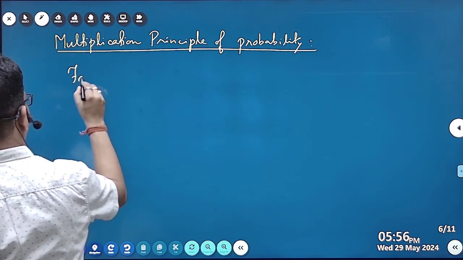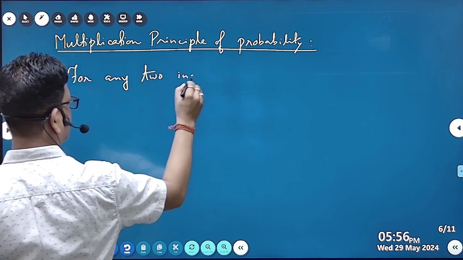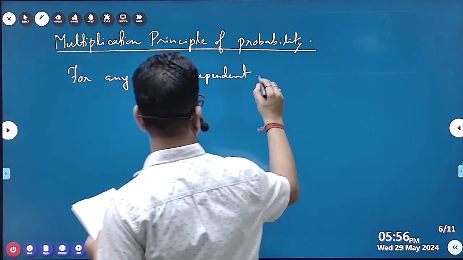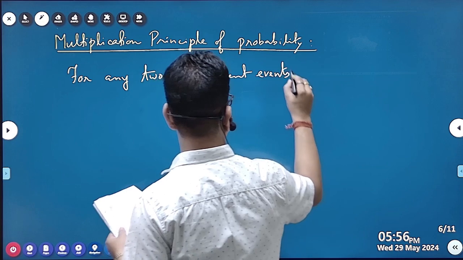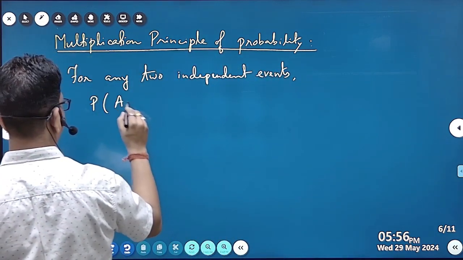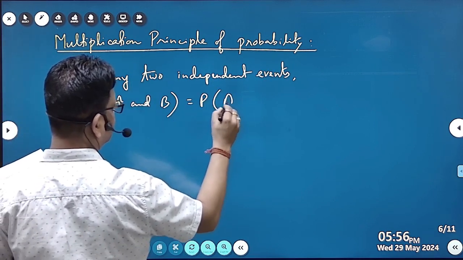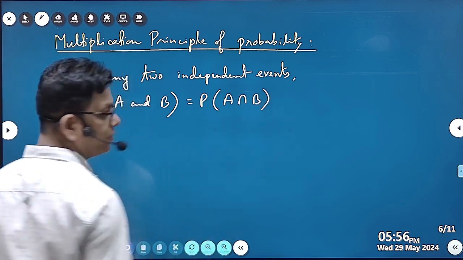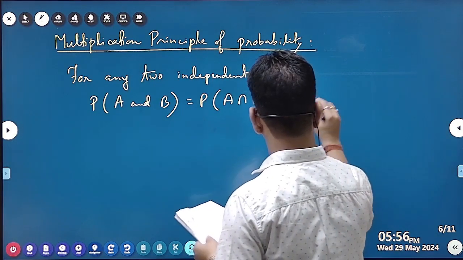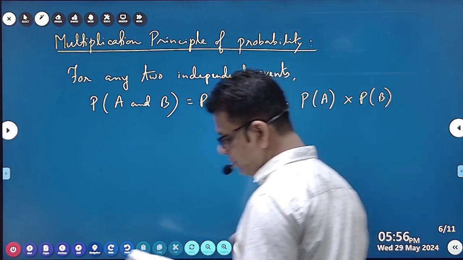For any 2 independent events, probability of A and B, which can also be written as intersection. I hope you have some idea about this symbol. It is both. Yes or no? It is equal to P of A multiplied by P of B. Actually, we have used just now this one.